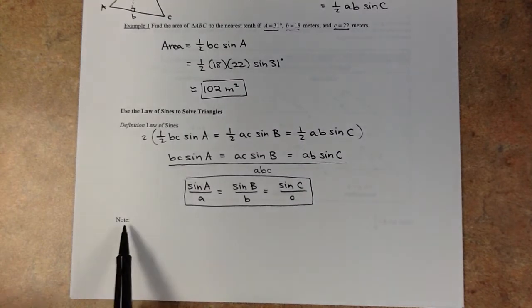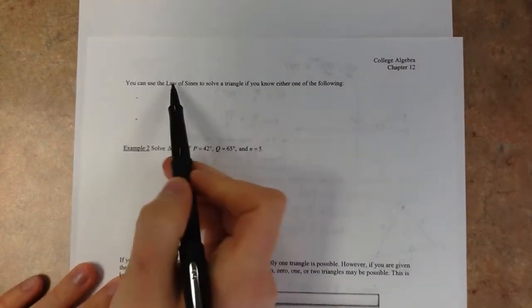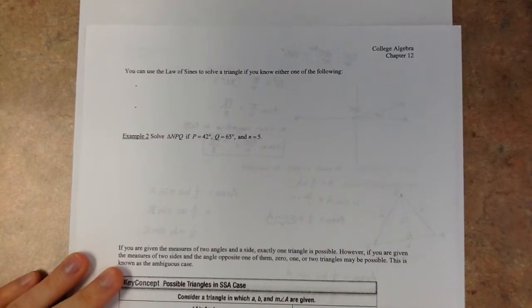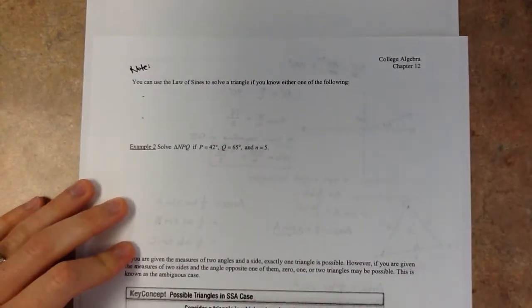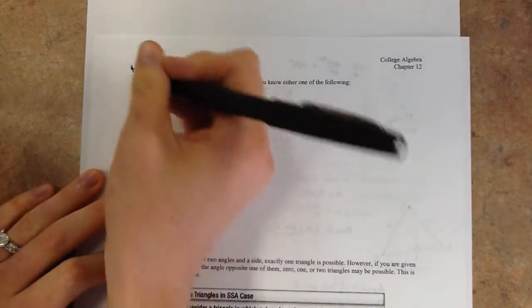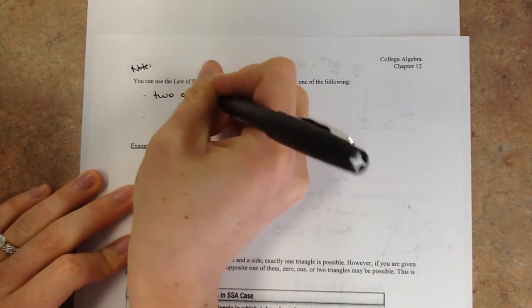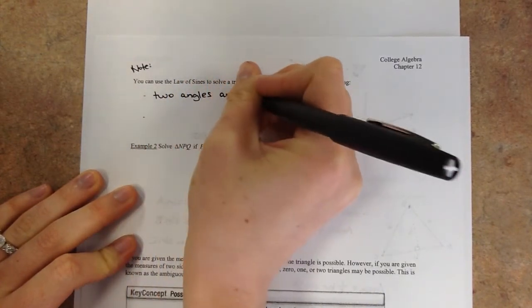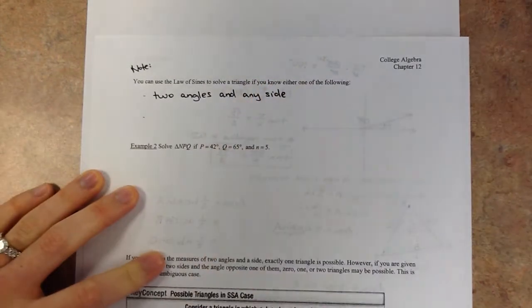All right, so this note right here is supposed to go with this. It's supposed to say note. You can use the law of sines, so kind of ignore that on the previous page. Note, that's what I meant to say right here, and then the lines got separated. You can use the law of sines in 2 different scenarios. The first scenario would be if you have 2 angles and any side.